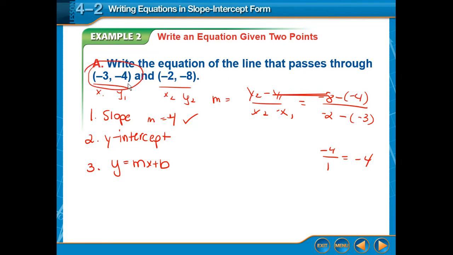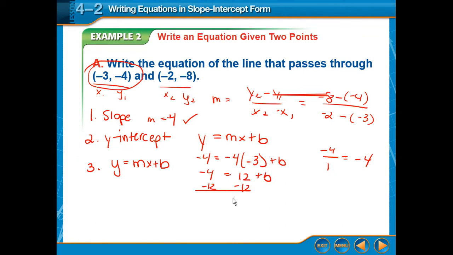You can choose either one and you'll still get the same value for b. So I'm using that point and the m and plugging it into y equals mx plus b. So this is my x, and this is my y, and my m. So y is -4, m is also -4, x is -3, and I'm solving for b. So -4 equals 12 plus b, minus 12 to both sides, and I get b equals -16.